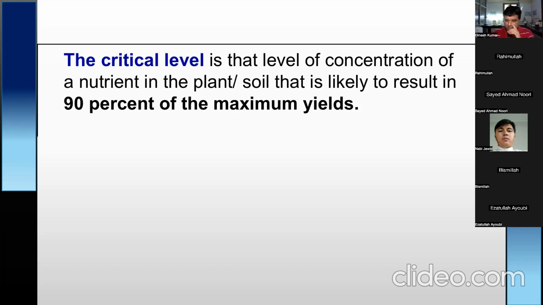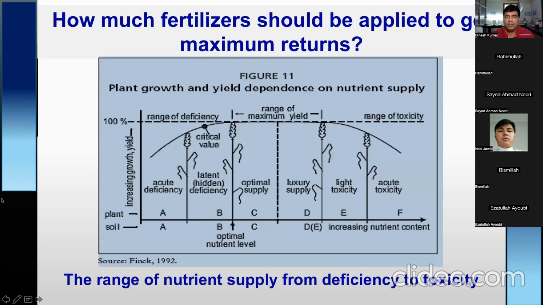Okay, critical concentration. Now you can see more information on the critical concentration. The range of nutrient supply goes from deficiency to toxicity. Deficiency means the nutrient in soil is present in very low amount, and toxicity is when the nutrient is present in very high amount. So you can see this picture. It shows plant growth and yield depending upon nutrient supply. So nutrient supply is a growth factor.